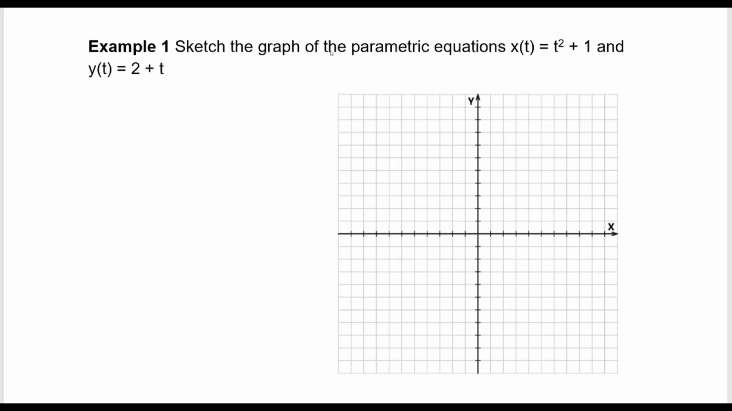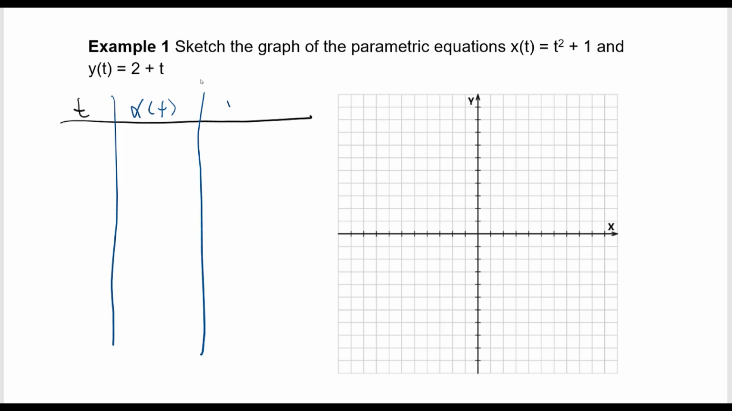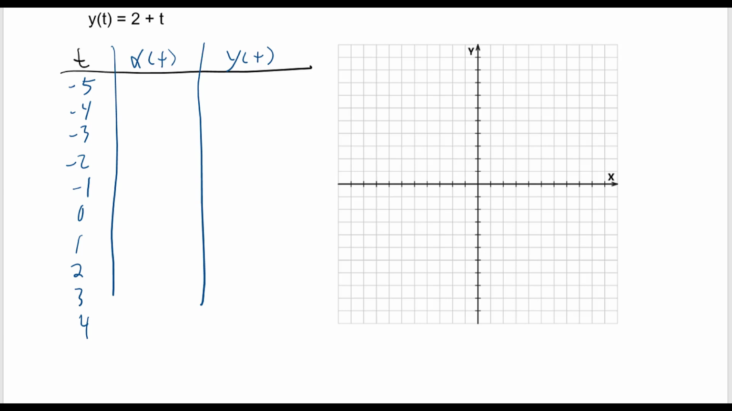So here we have sketch the graph of the parametric equations. x of t equals t squared plus 1, and y of t is 2 plus t. So we'll have a t column, an x of t column, and a y of t column. So let's go -5, -4, -3, -2, -1, 0, 1, 2, 3, 4, 5.